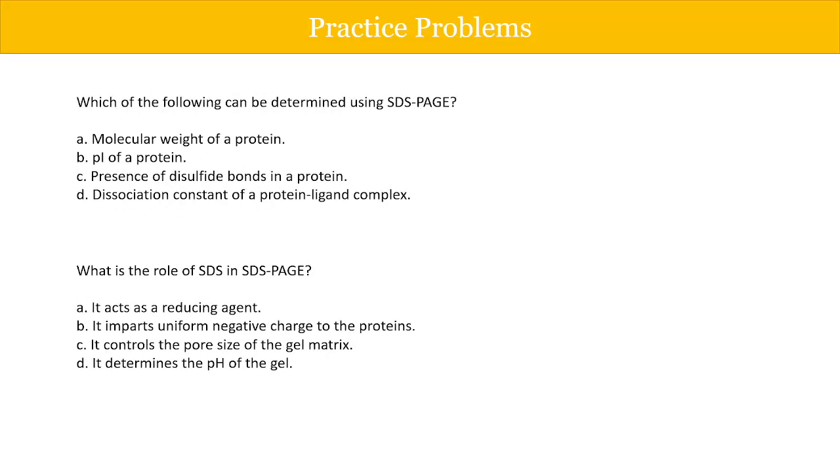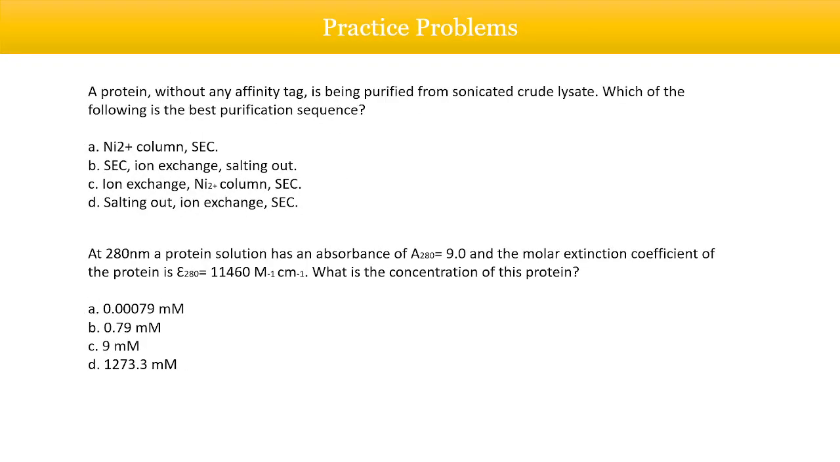Otherwise not. Okay. The next one: a protein without any affinity tag is being purified from sonicated crude lysate. Which of the following is the best purification sequence? So you have a protein without any affinity tag. What is the best sequence in which you can do it? Nickel 2 plus column, AEC, ion exchange; salting out, ion exchange, nickel 2 plus column; AEC, salting out, ion exchange, AEC.